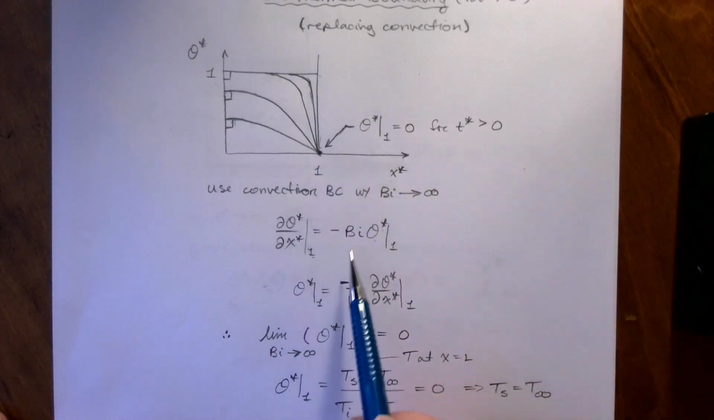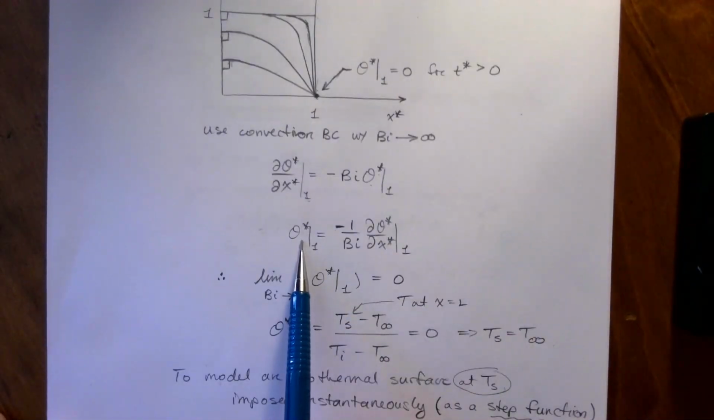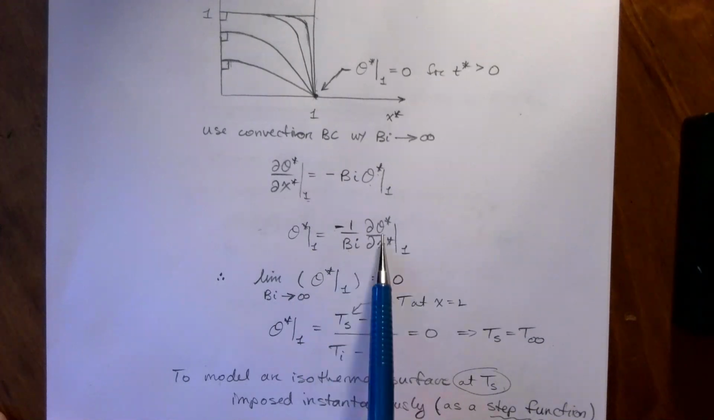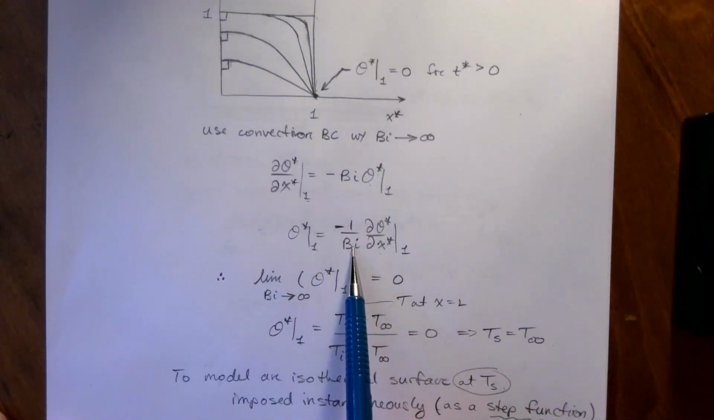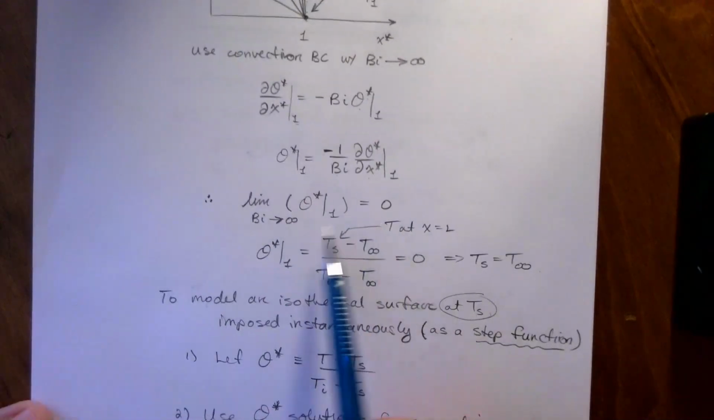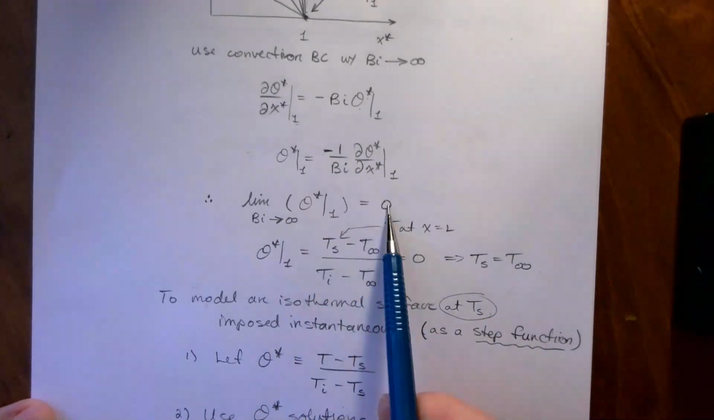Okay, so take the Bi number to the other side. So solve this for theta star at 1. So theta star at 1 equals minus 1 over the Bi number times d theta star d x star. Well, now let's take the limit of this as the Bi number goes to infinity. Then you see that theta star is going to 0. So in the limit as Bi number goes to infinity, theta star is equal to 0.